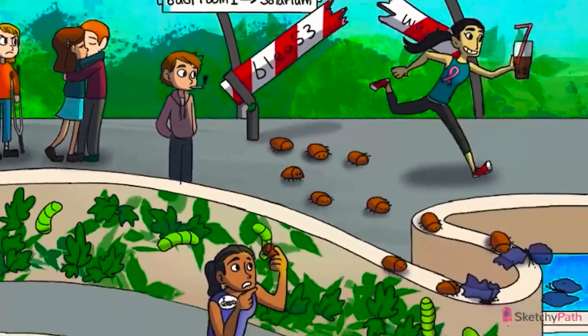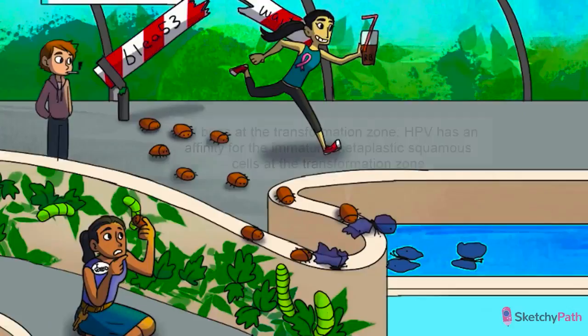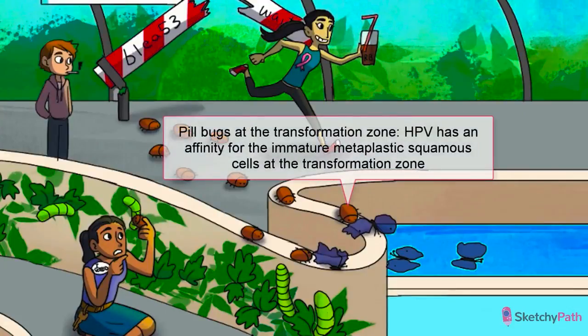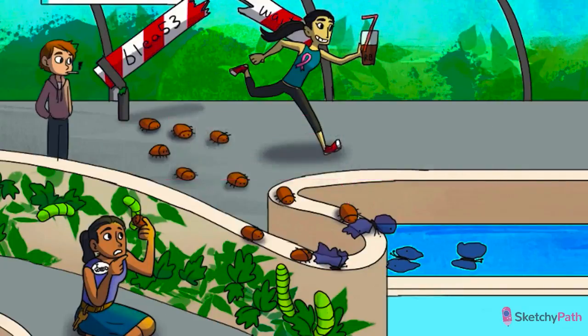All right, I want you to pay close attention to where those HPV pill bugs are headed. That's right, straight for that transformation zone on the exocervix. It turns out that HPV has a special affinity for those immature squamous cells that have just undergone metaplasia from columnar to squamous. So, right as those squamous butterflies leave their cocoons, wham! Those HPV pill bugs attack. Again, this is all taking place after metaplasia has occurred, so we're talking about squamous cell carcinoma here. Adenocarcinoma is possible, but more rare.